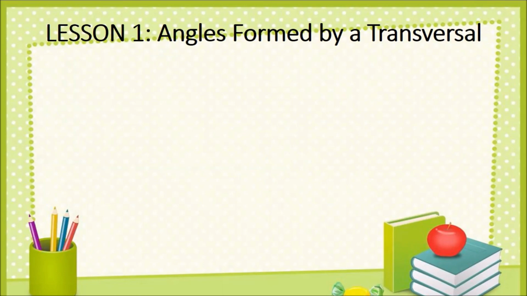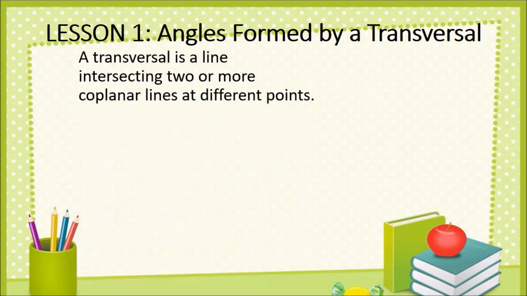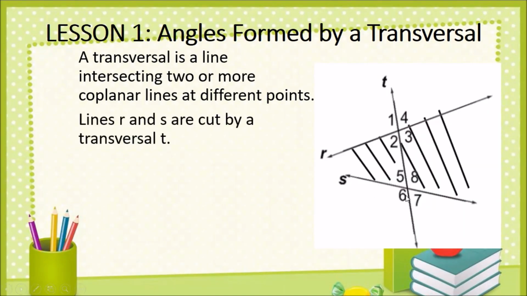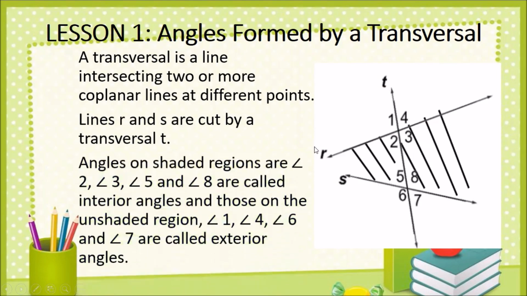What is a transversal? A transversal is a line intersecting two or more coplanar lines at different points. Line R and line S are cut by transversal line P. So, through this, we form many angles: angle 1, angle 2, angle 3, angle 4, angle 5, angle 6, angle 7, angle 8.